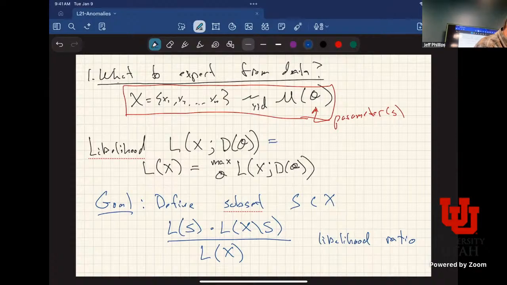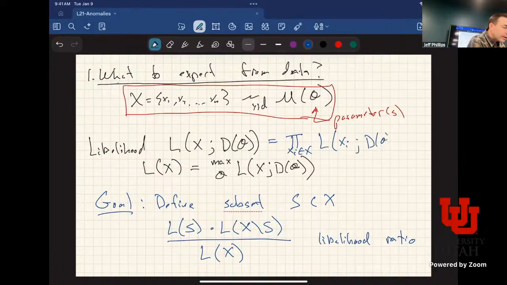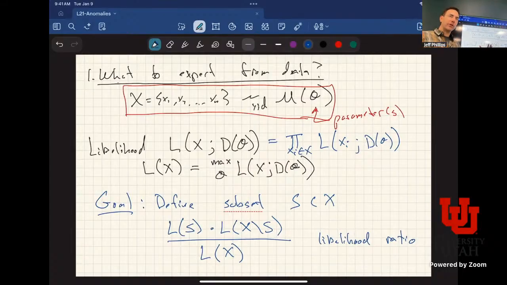The likelihood of the data is going to be the product over x_i in the set X of the likelihood of x_i given this data. It's the product of all of the data here, right? So I'm taking the likelihood of each data point and I take the product of all these things together.